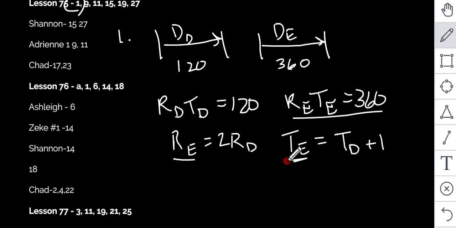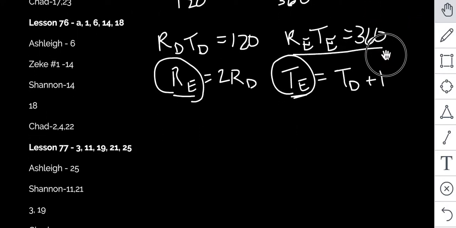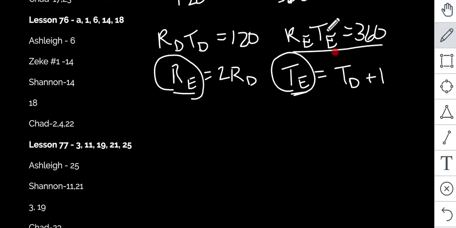Now I specifically did that. You could have said time Emily minus 1 equals time David and then solved it for the time of Emily. But you need to have these subscripted with the E's written down, ready to substitute in. So now we've done these before. These are just substitution problems. I'm going to substitute it.